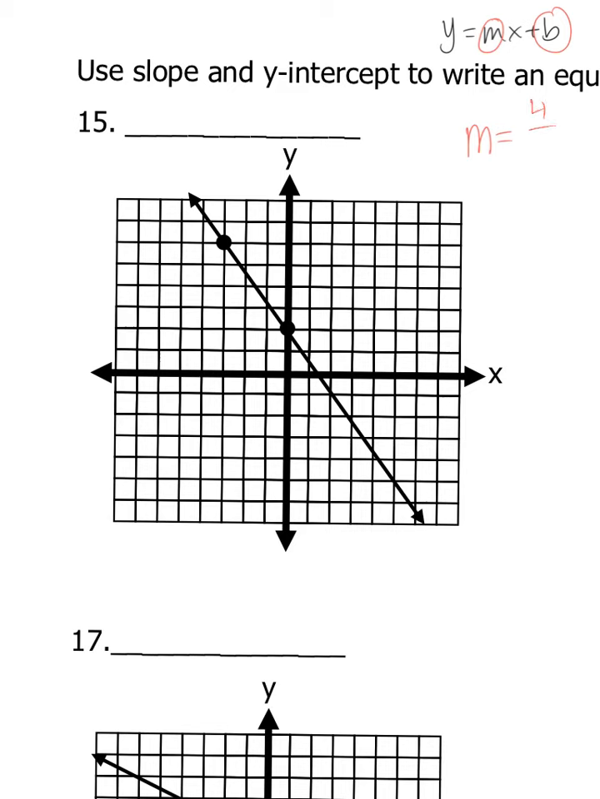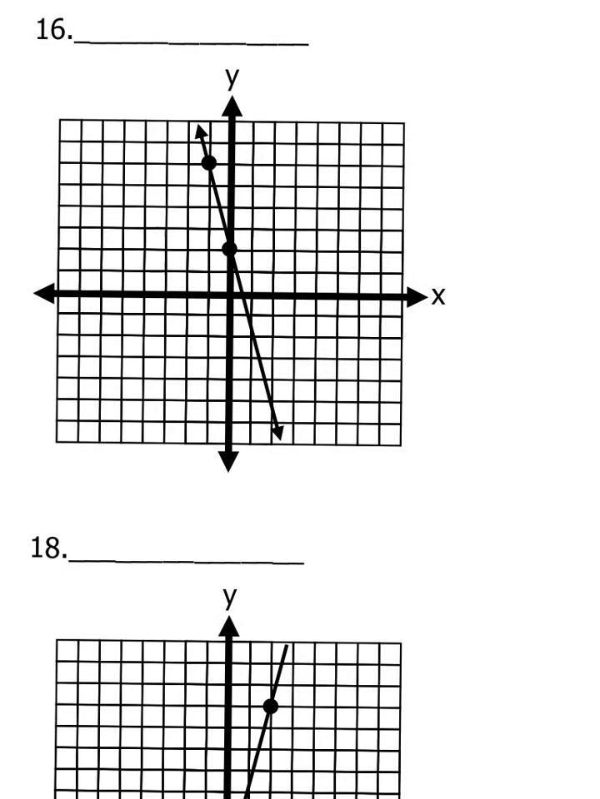How much do I run? 1, 2, 3. I have to run 3, but I'm moving left. So that means I'm running a negative 3 because I have to move in the left direction. There's my slope, and then last, my y-intercept is just where this graph crosses the y-axis. So here's the y-axis. It crosses right there at 2. So that means my overall function is y equals m, which is that negative 4/3, x plus my b, which is 2.